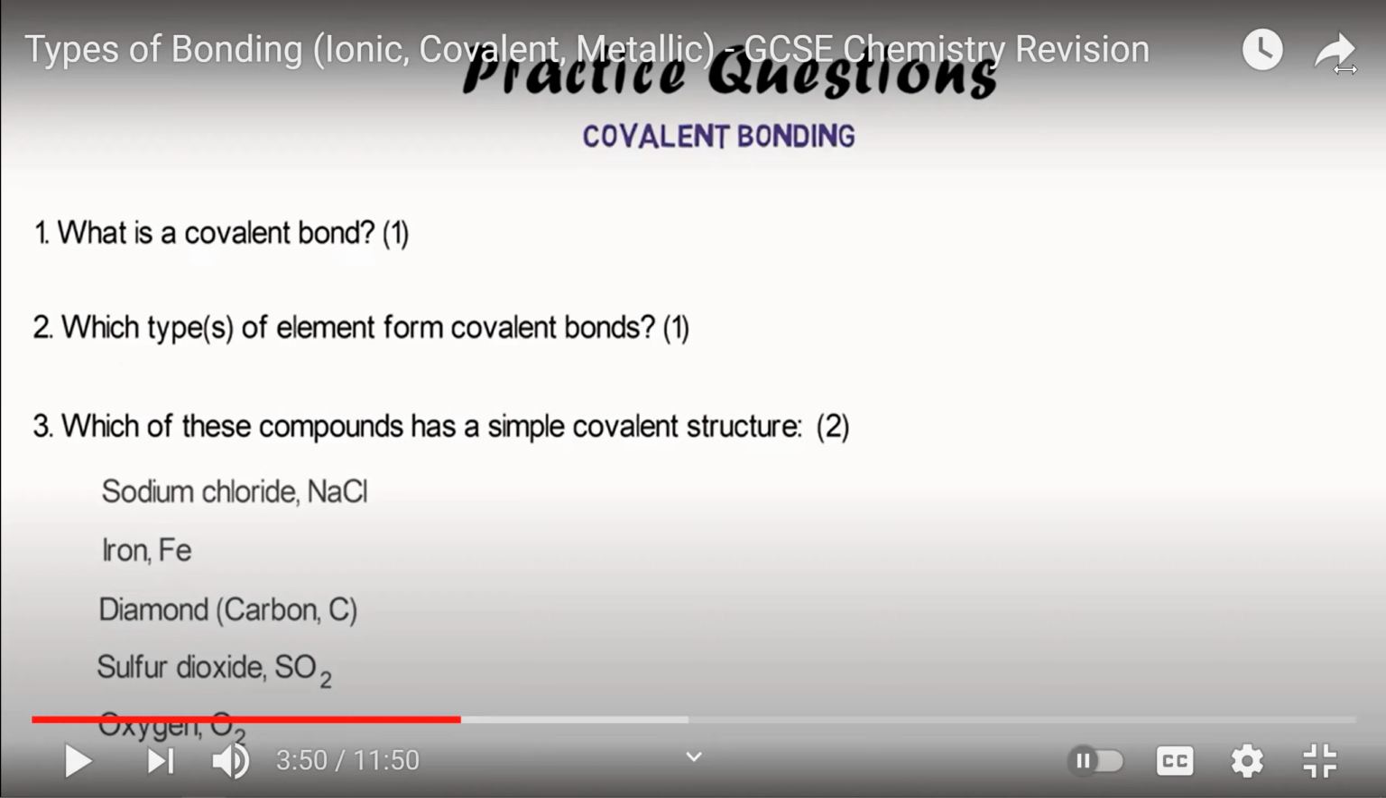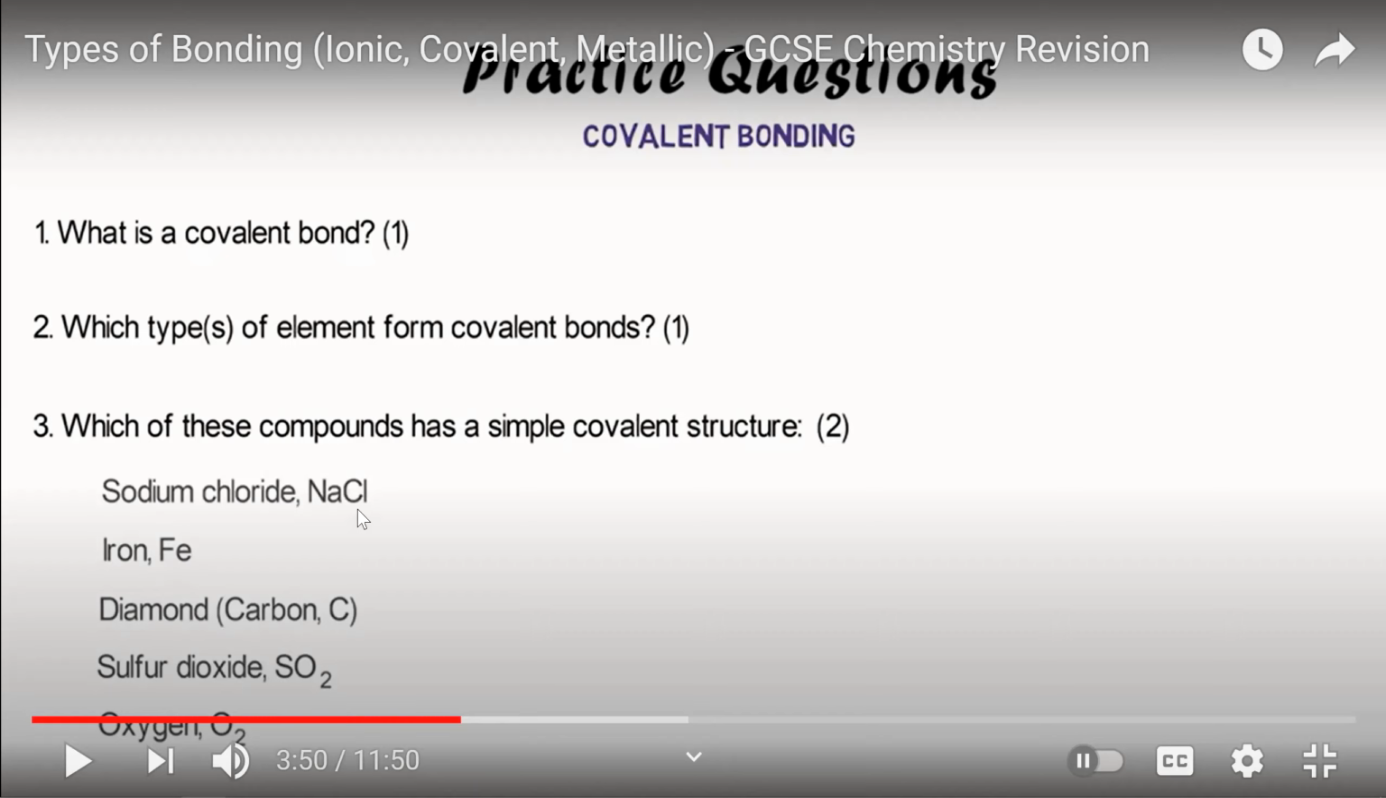Okay, alright, he is taking a lot of time. Number 3, which of these compounds has a simple covalent structure? Who will tell this? Sunny, Ryan, number 3, you answer please. Which of these has a simple covalent structure? Except diamond, all of them, I guess. Sodium chloride, sulfur dioxide, oxygen. All of them are simple covalent.